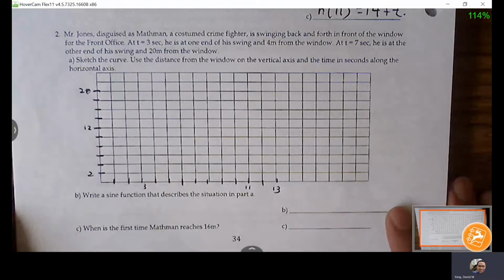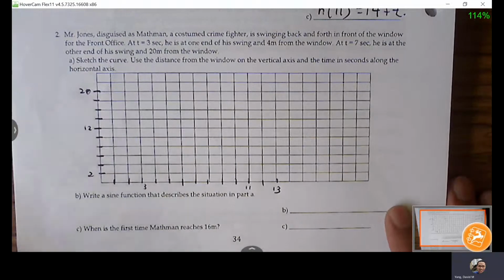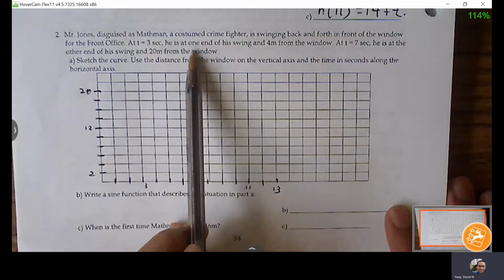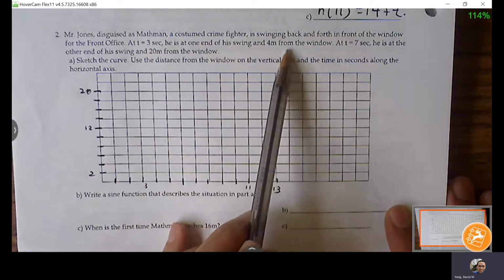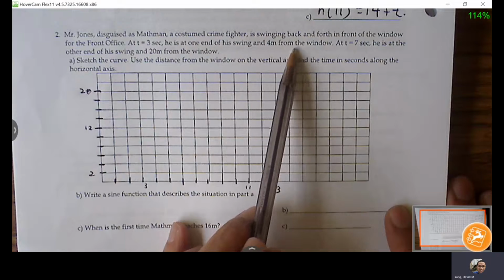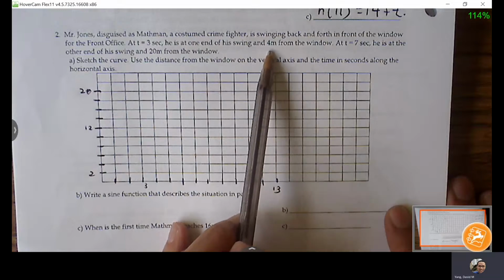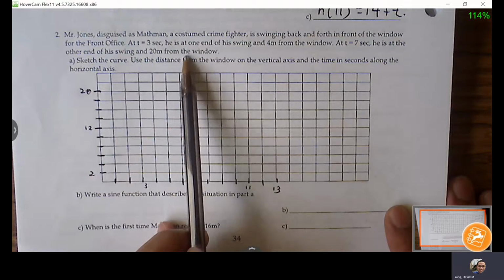Okay, so the swinging back and forth is causing that oscillation, that change from the minimum to the maximum distance. So we know that at 3 seconds, it's going to be at the lowest point, 4 meters from the window. And then at the highest point, it'll be 20 meters.